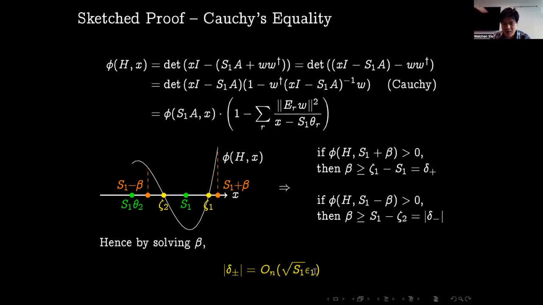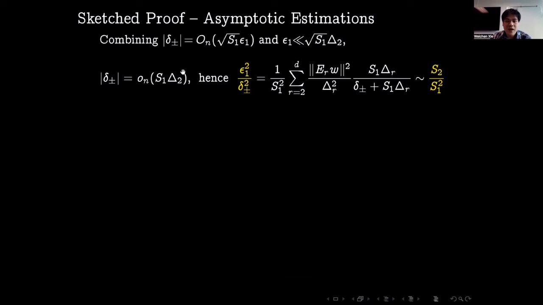So having this condition and combined with our condition, epsilon 1 is infinitely smaller than square root of S1 times delta 2, we immediately can find delta plus minus must be asymptotically much smaller than S1 delta 2. And since it's smaller than delta 2, then it must be smaller than all the delta r's, because r is bigger than or equal to 2. Okay. So this term is actually 1. And therefore we have epsilon 1 square over delta square is asymptotically the same as S2 over S1 square.